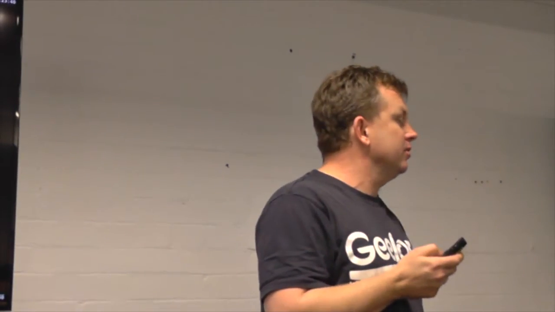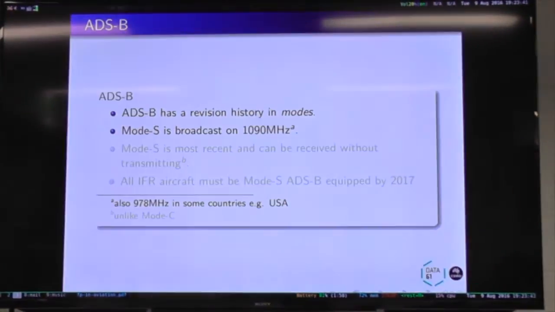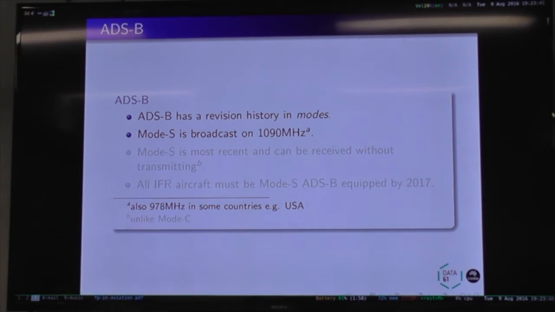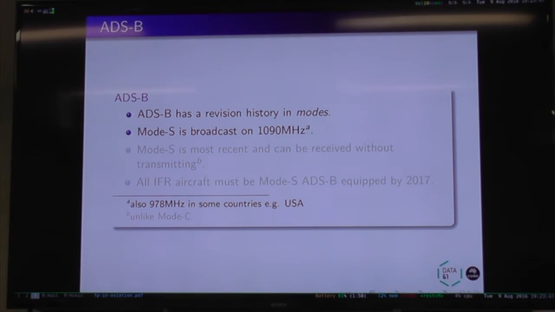ADS-B has this revision history, there's mode B, C, and S, I think, or something. ADS-B is broadcast on 1090 megahertz, and 978 in some countries. So you get weather on that one, I think. And apparently all IFR aircraft will be ADS-B by 2017. That's what the regulations say, anyway.